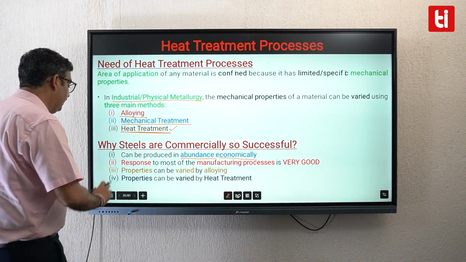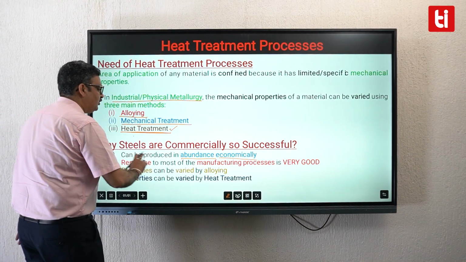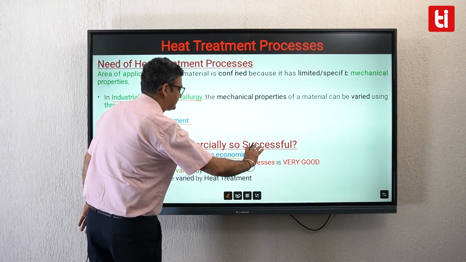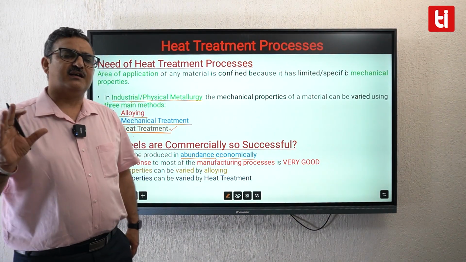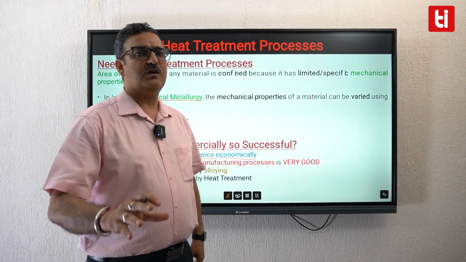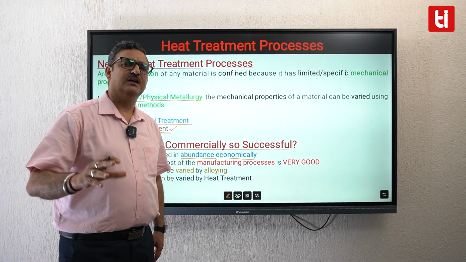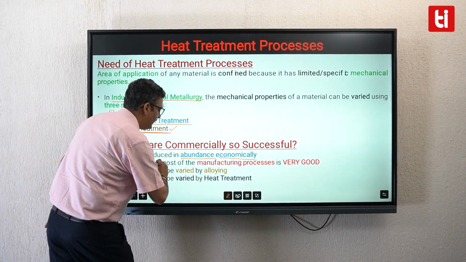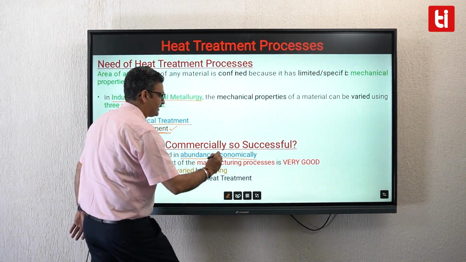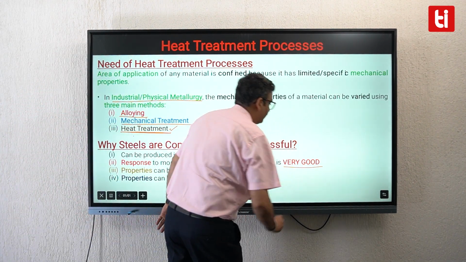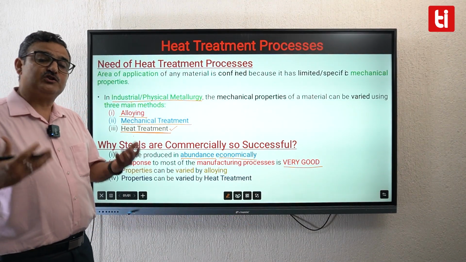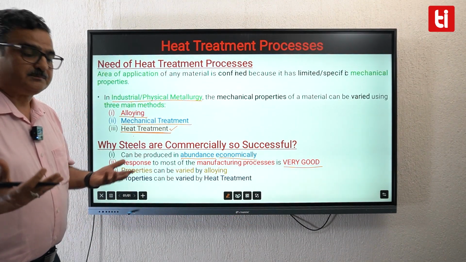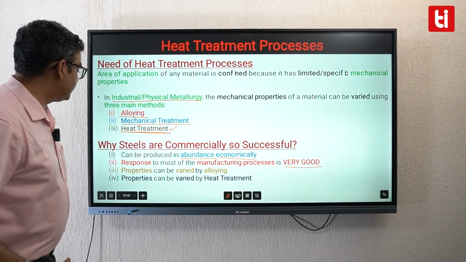Second, the response of steels to major manufacturing processes, whether it is welding, forging, cold rolling, hot rolling, or any type of machining, is very, very good. So that also makes steel's presence everywhere in the industry.